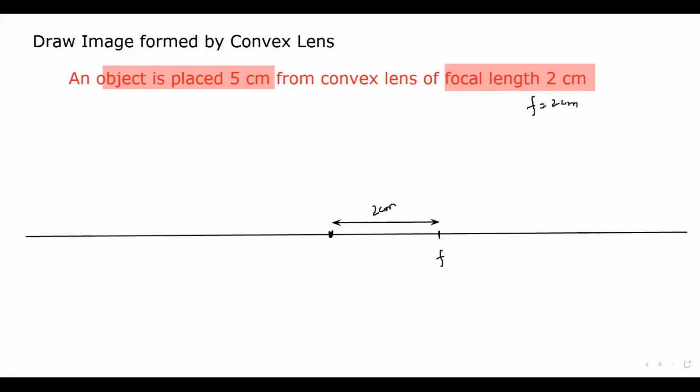Then further measure, because double of 2 centimeter is 4 centimeter. So measure 4 centimeter length and mark a point at 4 centimeter, that is 2F. Because if F is 2 centimeter, 2F will be 4 centimeter. So measure 4 centimeter from the position where you initially marked the lens, and that is known as 2F, or double of the focus.